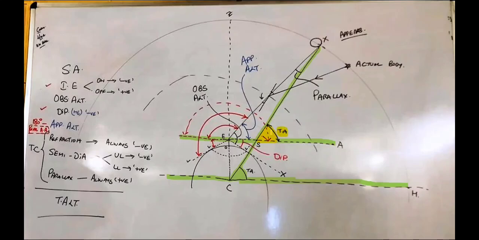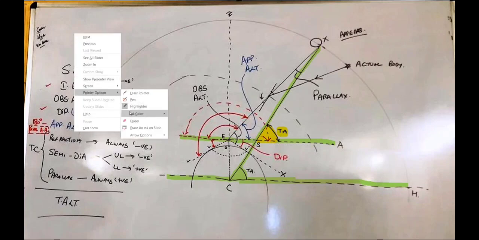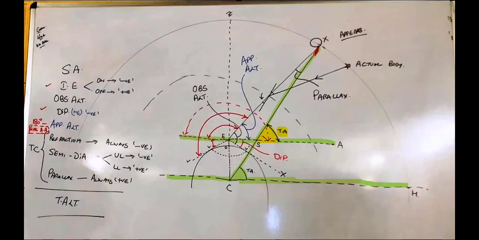Now this yellow angle, if you see, is the exterior angle of triangle XES. Let me mark this triangle. This is the triangle I'm talking about, XES. The yellow angle which we want to find out is the exterior angle of this triangle. Now, geometry says the exterior angle of a triangle is equal to the sum of the interior opposite angles.